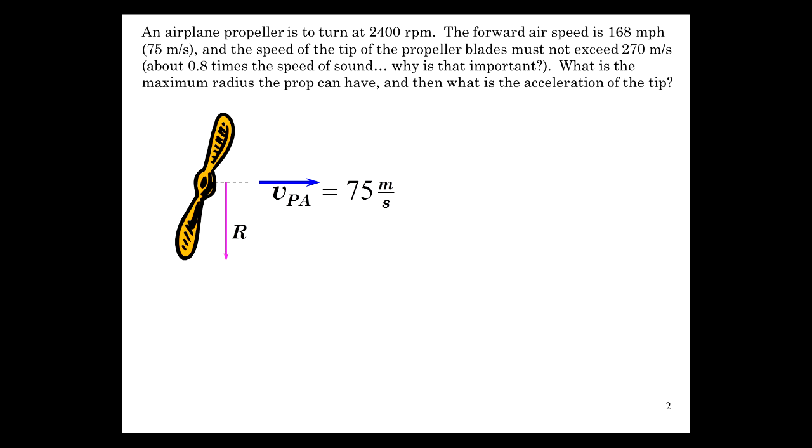Let's do an example problem that includes an airplane where the prop is spinning at 2400 RPM. Well, the forward airspeed is 168 miles an hour, which is about 75 meters per second. The tip of the propeller must not exceed 270 meters per second, or about 80% the speed of sound. So the combined effect of all the motion is such that the tip can't exceed this 270 meters per second.